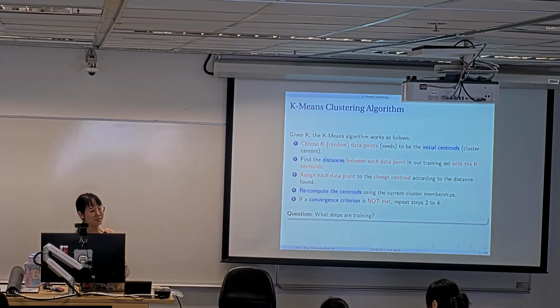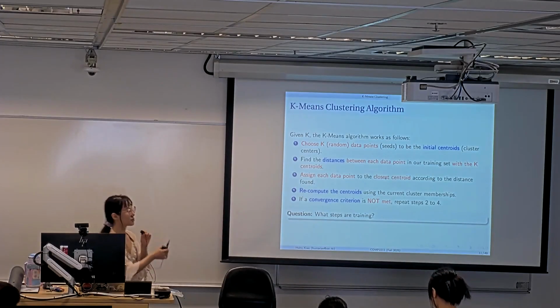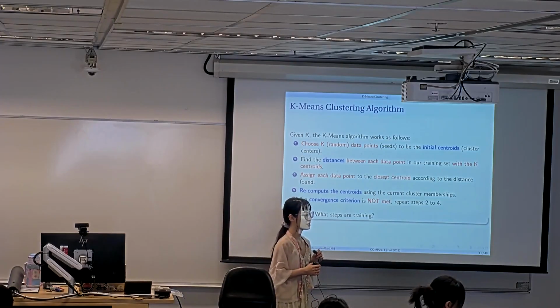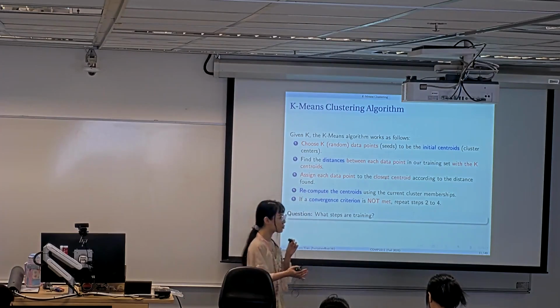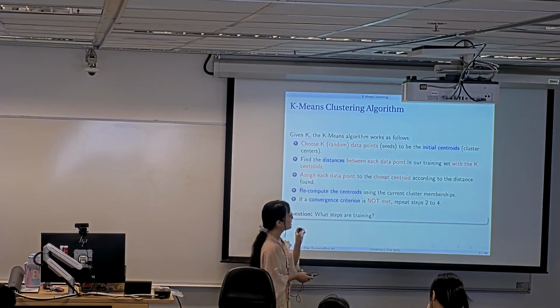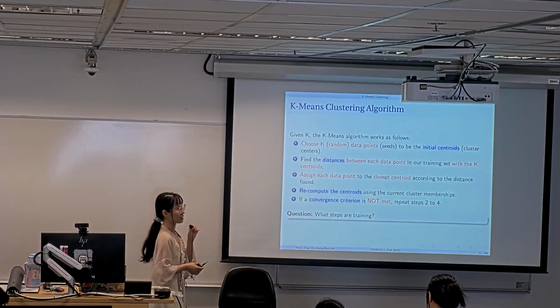Any other questions? Yes, please. So will the results be dependent on the initial point? Yes, yes. Later on, we will talk about that. This is one limitation of K-means clustering. It's very sensitive to the initial selection of the centroids. Yes, very good. Thank you.